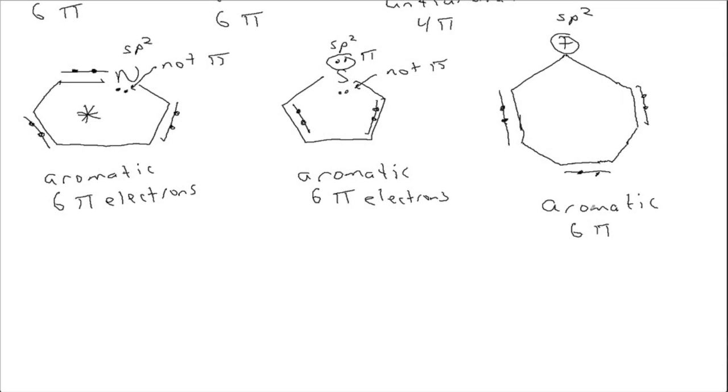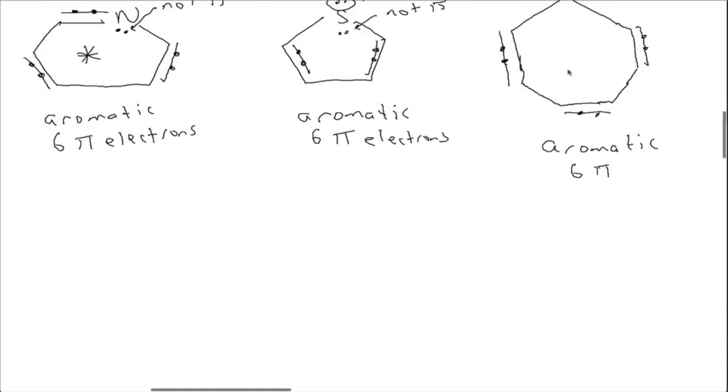That's why aromatic means more stable than you would normally expect. This is not particularly stable because it's a cation, but it's more stable than most cations are. It's more stable than we would normally expect for a cation.